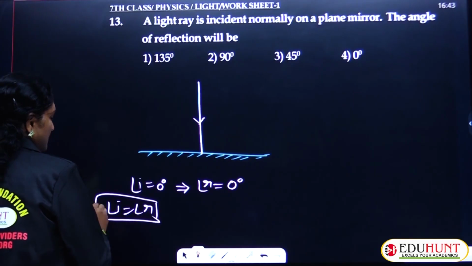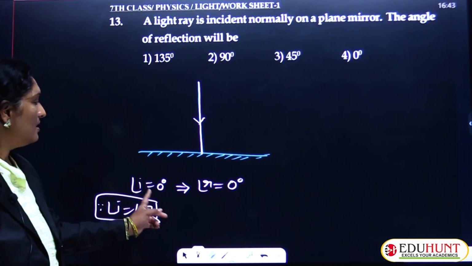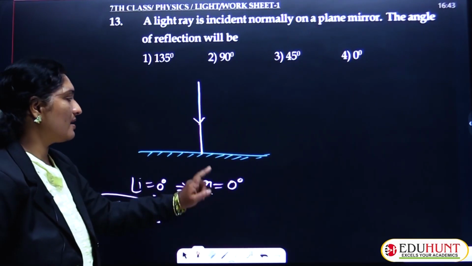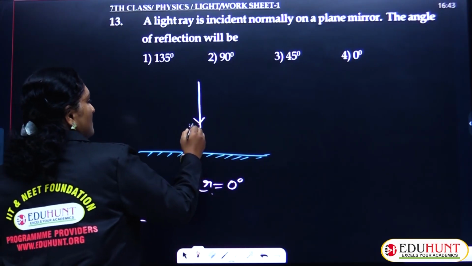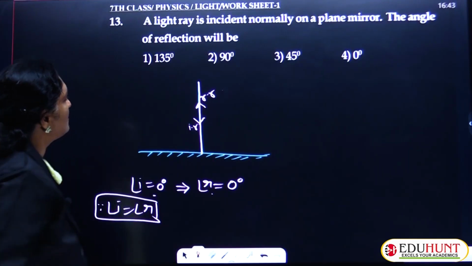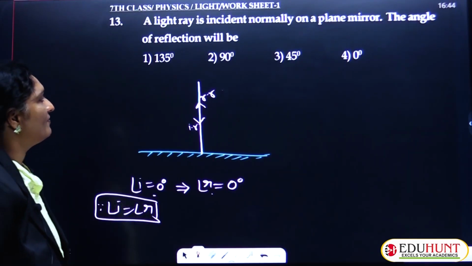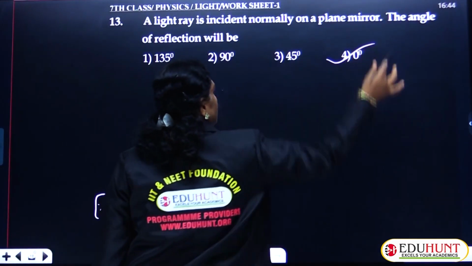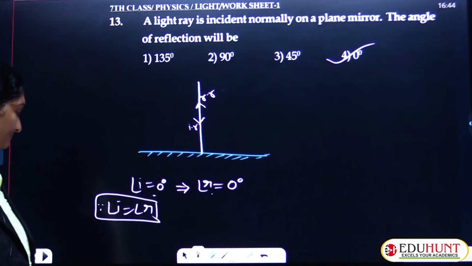The reason for this is since I is equal to R, if I is taken as 0, R must also be taken as 0. This is the incident ray, and the same path the reflected ray also takes. The angle of reflection will be, of course, 0 degrees.